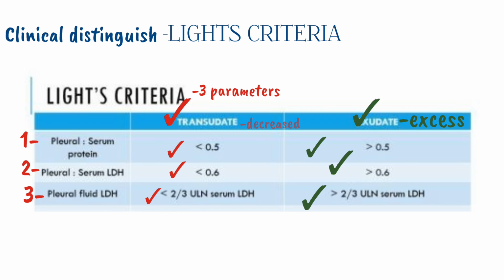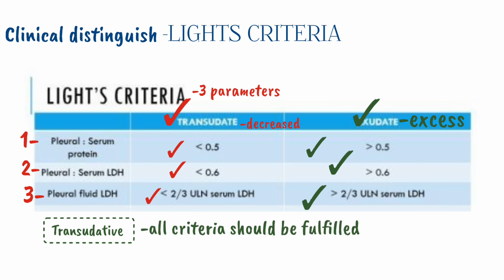So that was all about Light's criteria, but there is one important note regarding Light's criteria which is very important to understand. For transudative effusion, all three parameters should be fulfilled. This means a patient should have all three criteria for a transudative effusion, while for the exudative effusion, only one criterion is enough.